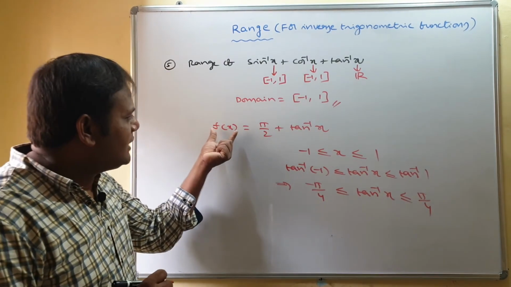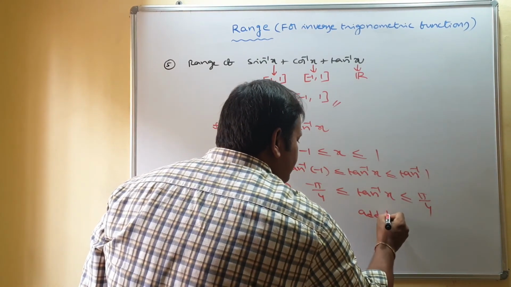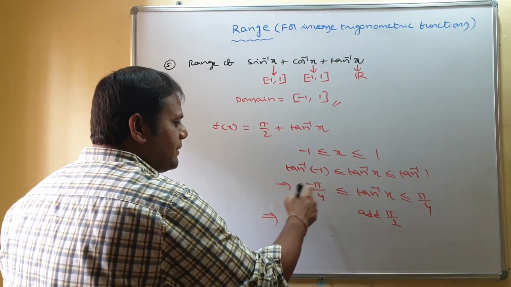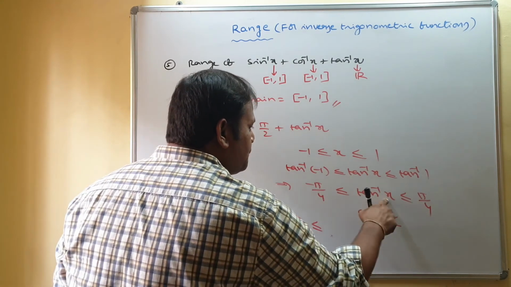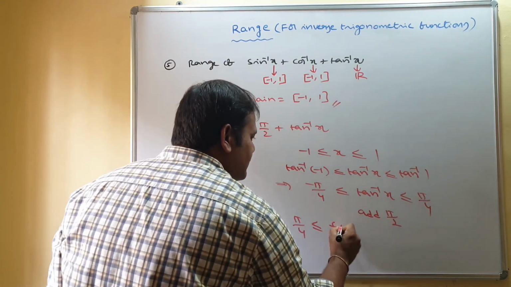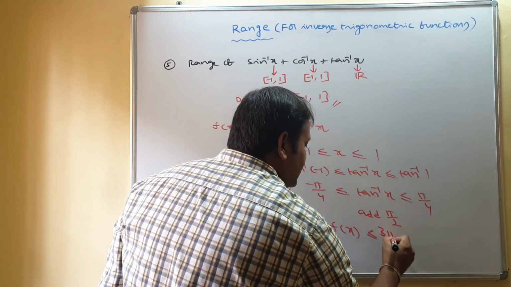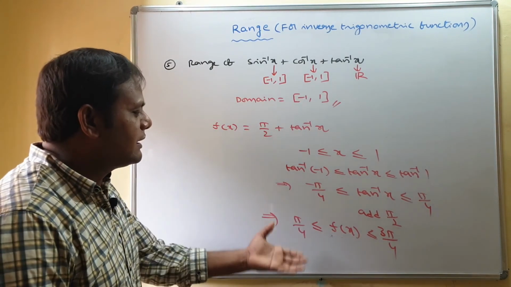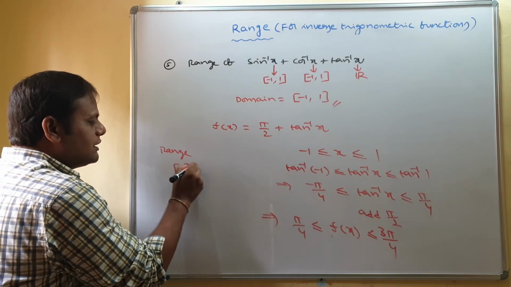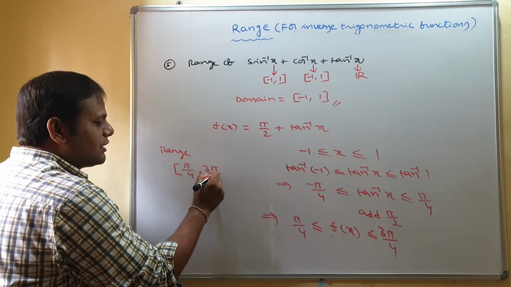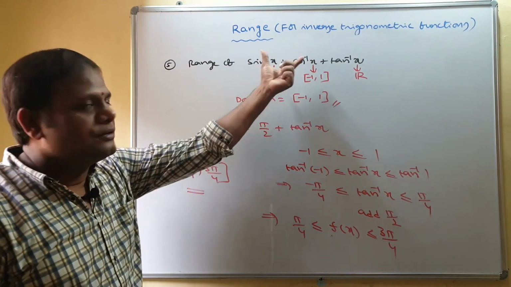But what is the given function? Pi by 2 plus this. So, add pi by 2. What can we get? Pi by 2 minus pi by 4, so pi by 4 less than or equal to pi by 2 plus tan inverse x, that is the given function, less than or equal to pi by 4 plus pi by 2, which is 3 pi by 4. So, what is the range of the given function? The range of the given function is the closed interval pi by 4 to 3 pi by 4. Is it clear? This is the range of the given function.